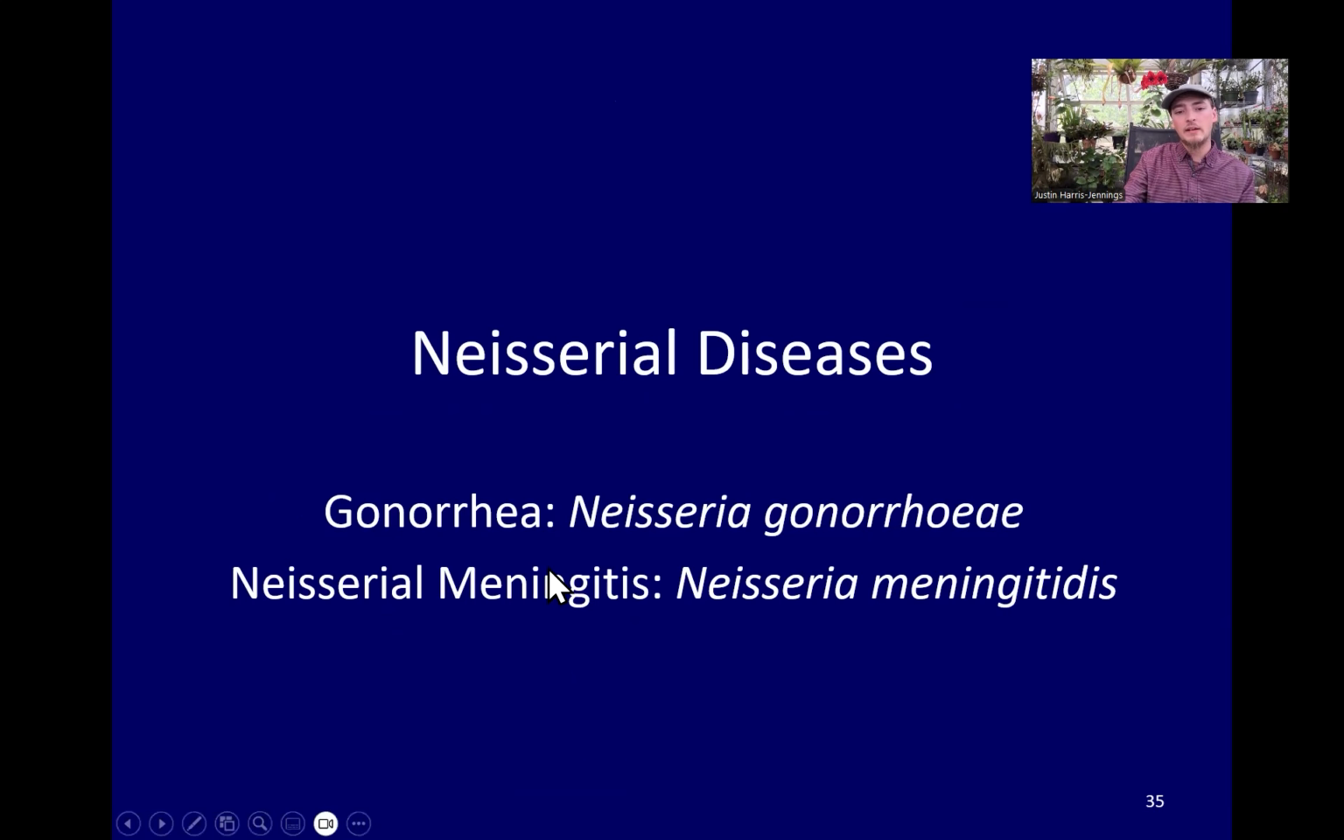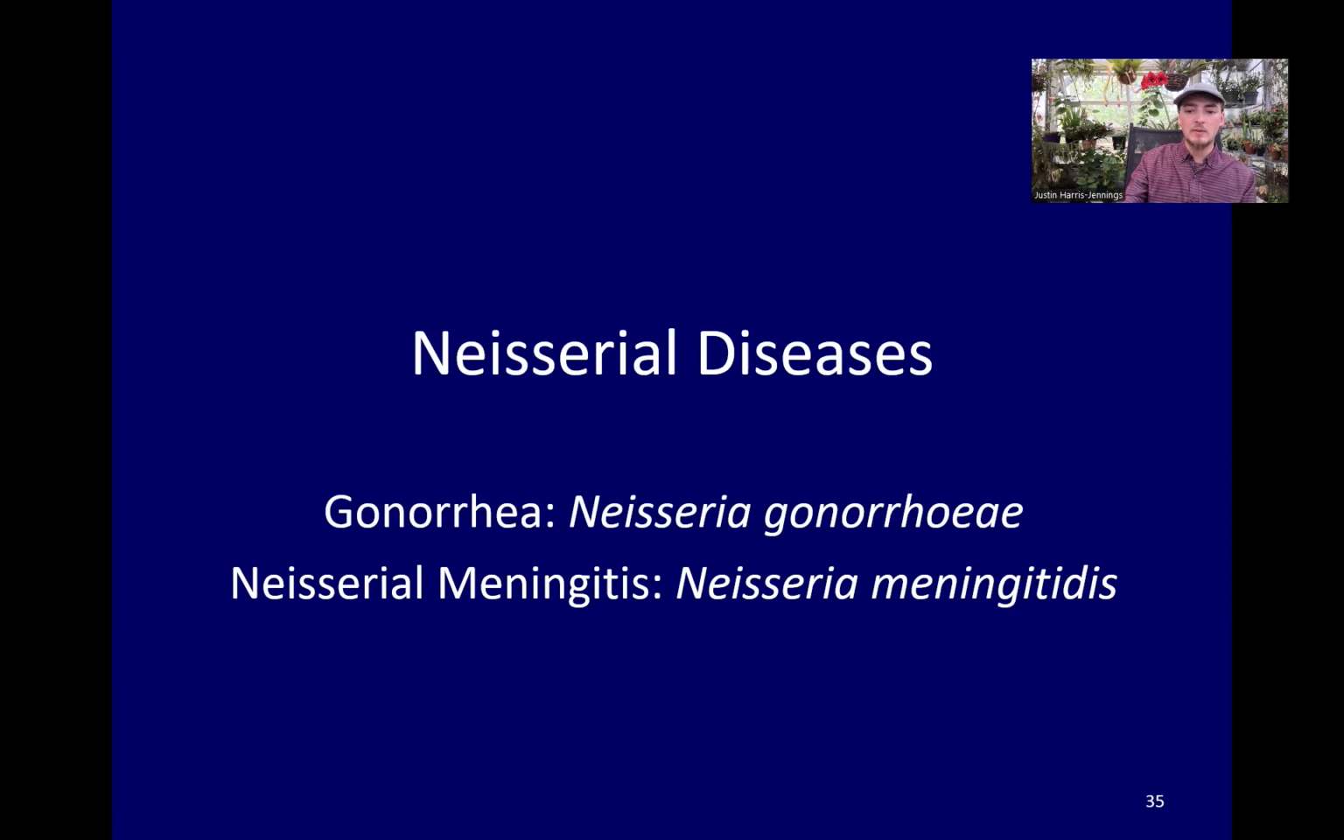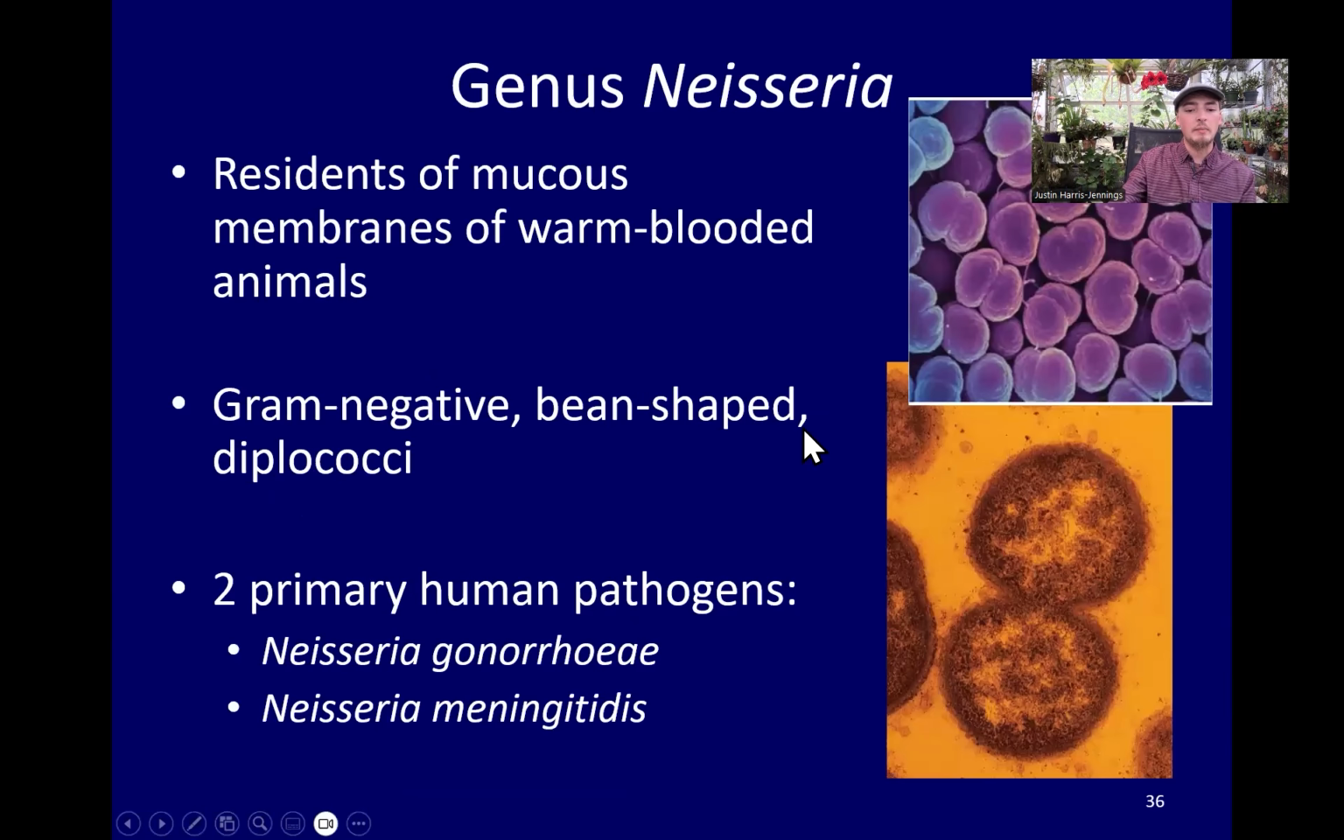So then finally there are Neisserial diseases, like Neisseria gonorrhoeae or meningitidis, that cause sexually transmitted infections, or can cause meningitis. So Neisseria species are fairly uniquely shaped. They are bean-shaped diplococcus bacteria. And the two main ones that you're going to hear about in the clinic would be gonorrhea and meningitis.